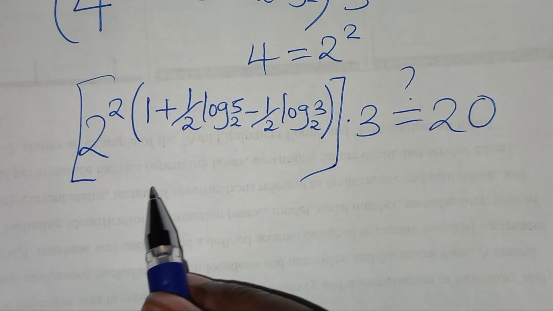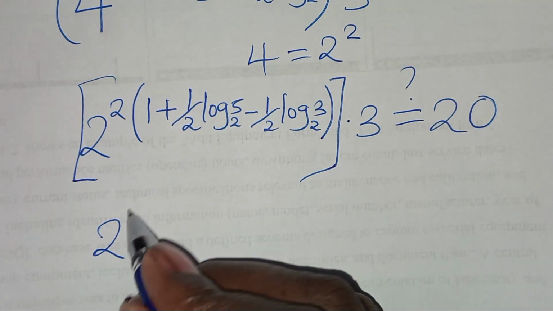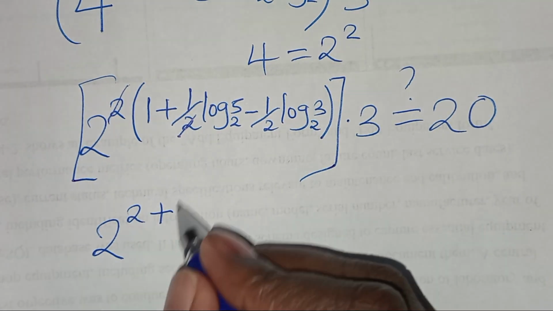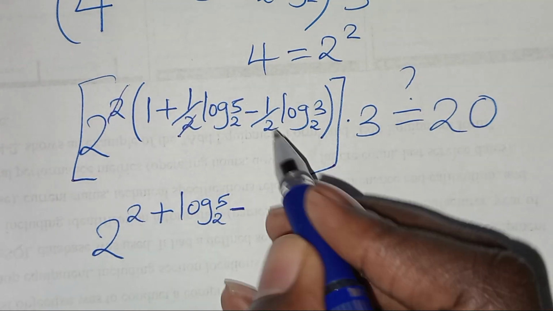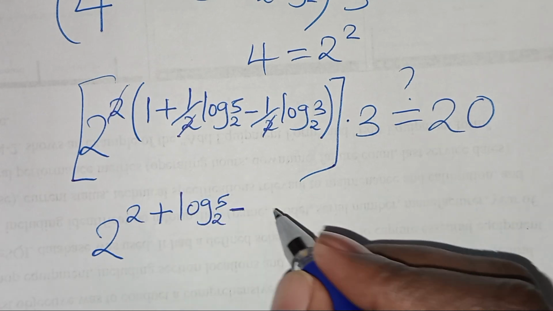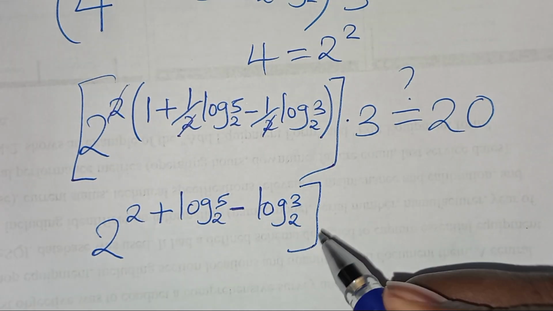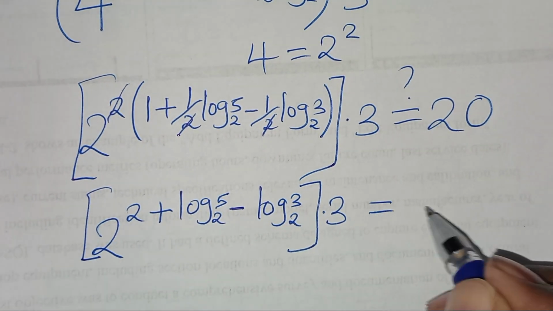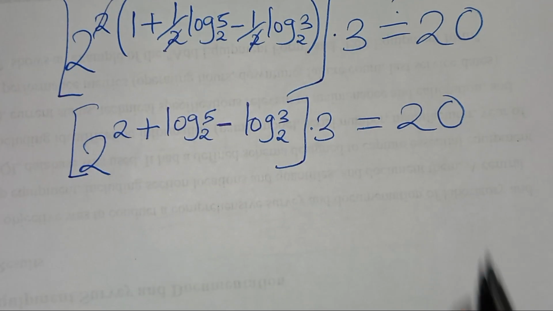Now, the next step is to simplify here. We can express this as 2 to power 2 times 1. This is 2 plus 2 and 2 simplifies, so plus log 5 to base 2, subtract, now 2 and 2 here again simplifies, subtract log 3 to base 2, everything here multiplied by 3. This is supposed to give us a value of 20. Let's check if this is true.